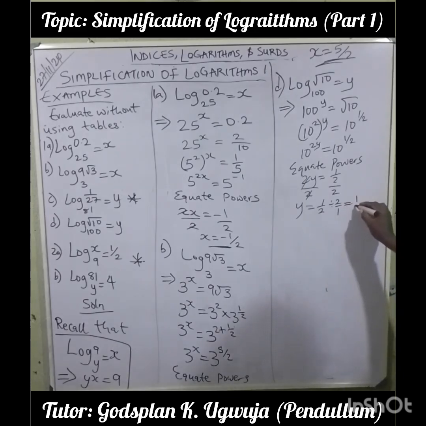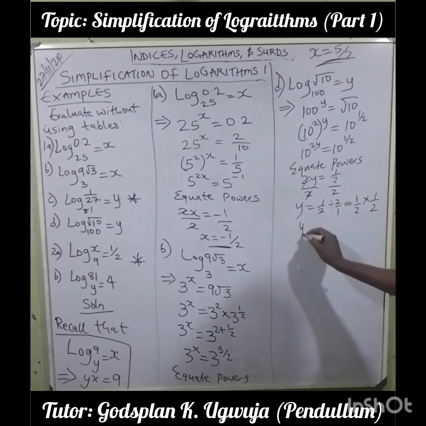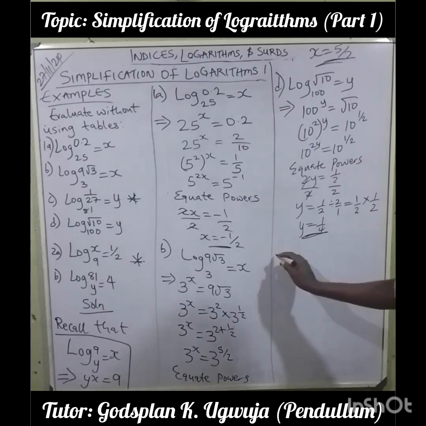Which I can write as 1 over 2. You change the division to multiplication and then you invert this one after the sign. So times 1 over 2. Y is equal to 1 over 4. That's all. As easy as selling pie. Alright, so let me do 2b.